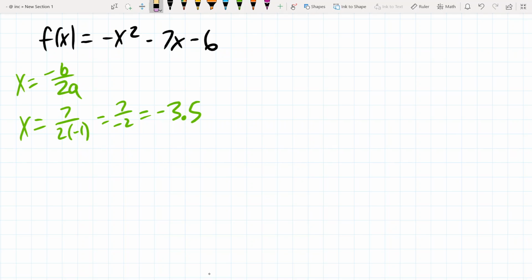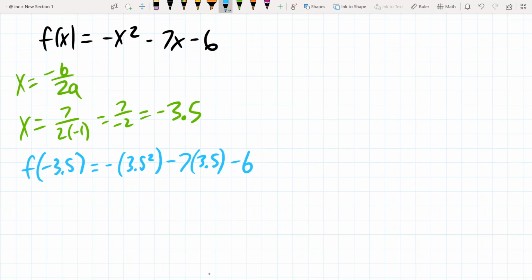All right, so we've got the x coordinate of our vertex. Now we're going to have to find the y coordinate, and I imagine this isn't going to come out all that nice just because we already have a decimal. So we're trying to find what f of negative 3.5 is. So we're going to say negative 3.5 squared minus 7 times 3.5, let's see how bad this is, minus 6. But I think this is the only bad one that we'll actually have here. So 3.5 squared is 12.25, so negative 12.25.